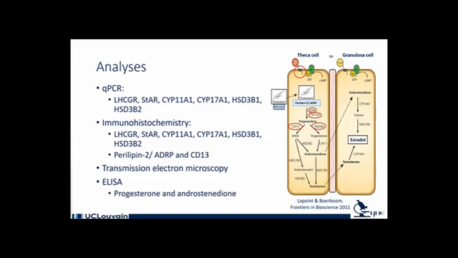Before starting the culture and after 8 days of in vitro culture, quantitative real-time PCR and immunohistochemistry on genes and proteins involved in theca cells' steroidogenic pathway were performed, respectively. We added two more markers, ADRP, the protein in the membrane of lipid droplets, and CD13, a specific marker for theca interna involved in steroid hormone production.